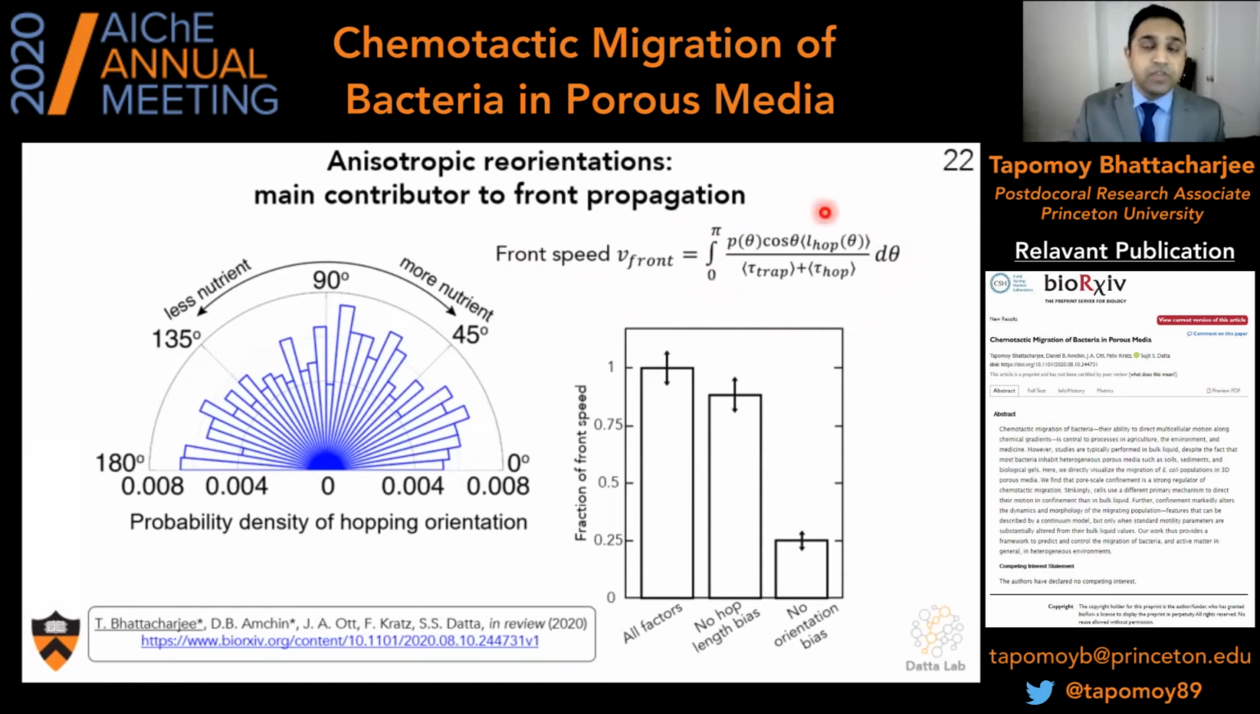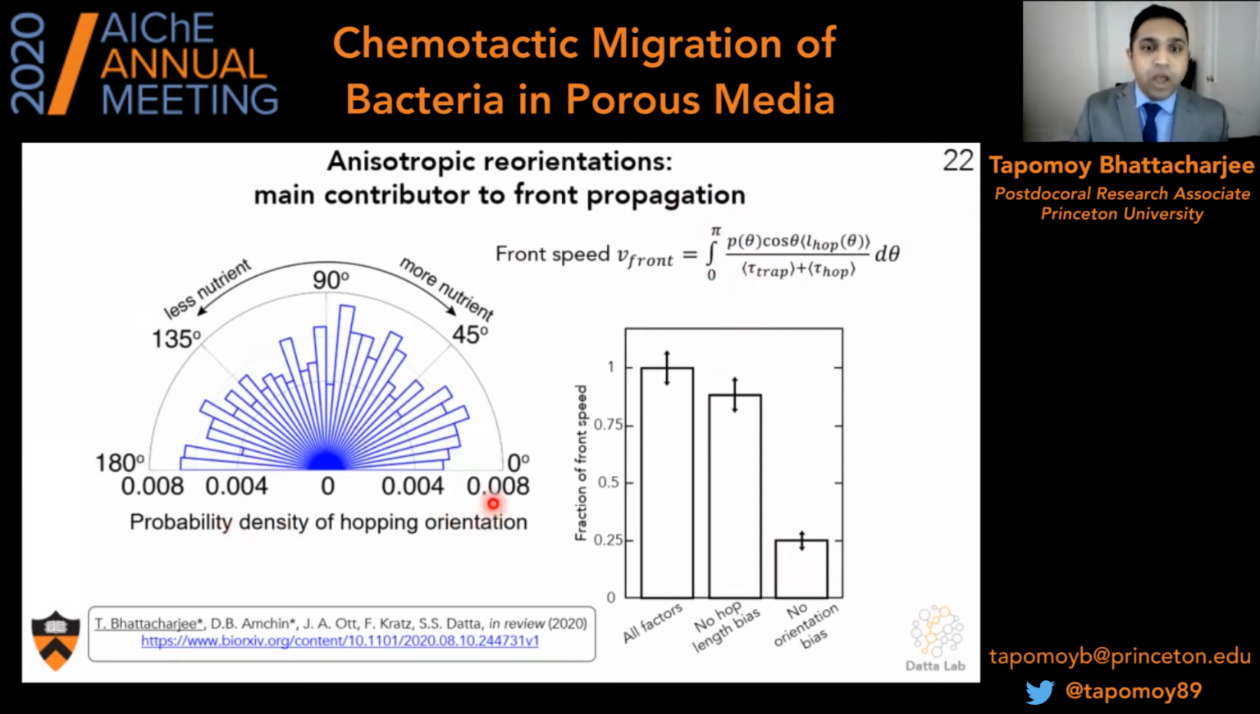In this equation, if we replace the directionally dependent hop length by an average value, that does not change the overall front speed. However, if we replace the probability of hopping, or the directional dependence of hopping, by a uniform distribution, that completely changes the chemotactic front speed that we measure, which confirms that this anisotropic hopping is the dominant mechanism of chemotaxis in porous medium.